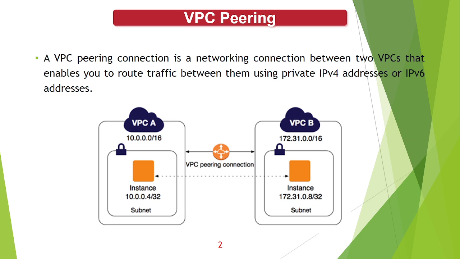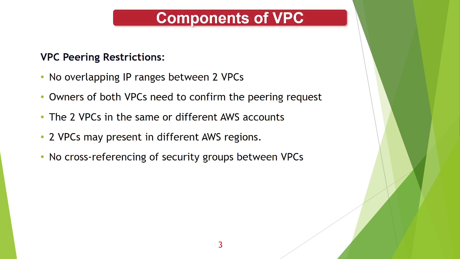Usually, you cannot communicate directly between VPC A and VPC B with a private IP address. This is possible with VPC peering, and these are some restrictions for VPC peering. There must be no overlapping of IP addresses between the two VPCs, and both owners of the VPCs should confirm the peering request so that you can transmit data between the VPCs. The two VPCs may be in the same region or in different regions. And the restriction here is that you cannot share security groups.